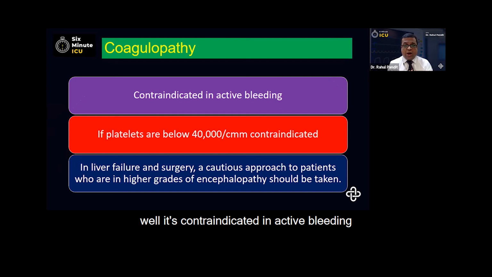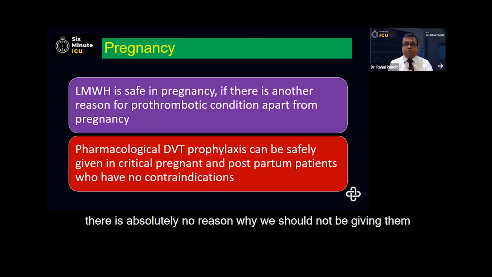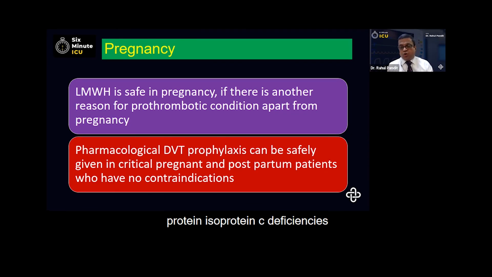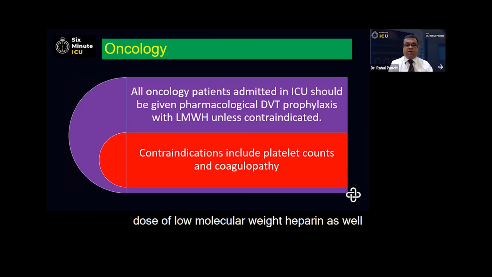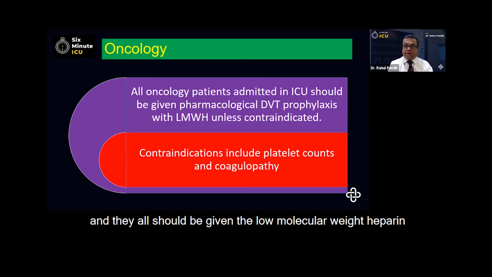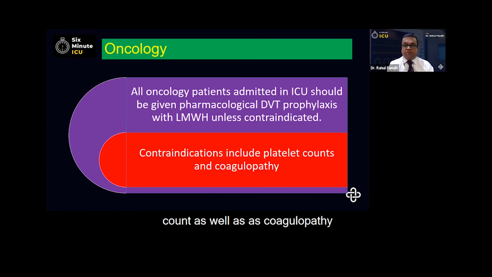What about coagulopathy? Well, it's contraindicated in active bleeding to give any form of prophylaxis. If the platelet count is below 40,000, be cautious. If it is below 20,000, contraindicated. Liver failure and surgery: a special cautious approach to patients with high grades of encephalopathy. You may choose to give them low molecular weight heparin or unfractionated heparin as DVT prophylaxis. In pregnancy, low molecular weight heparin is safe. There is absolutely no reason why we should not be giving it if they are in the intensive care unit. And if they have another prothrombotic condition like protein S or protein C deficiencies, then they can actually be given a therapeutic dose of low molecular weight heparin as well. All oncology patients have a very prothrombotic condition, and they should all be given low molecular weight heparin for DVT prophylaxis unless contraindicated. And the contraindication is because they usually have a low platelet count as well as coagulopathy.